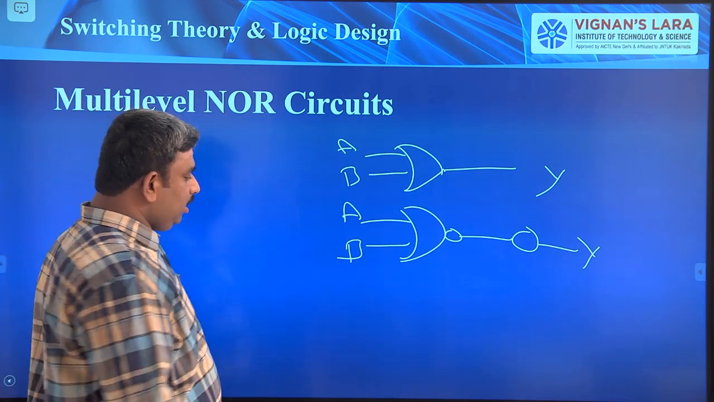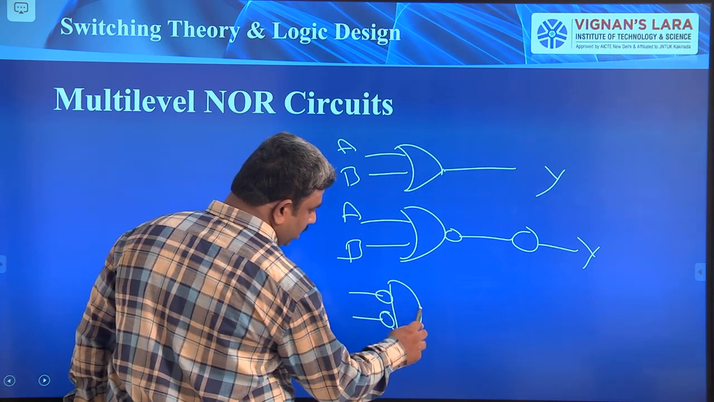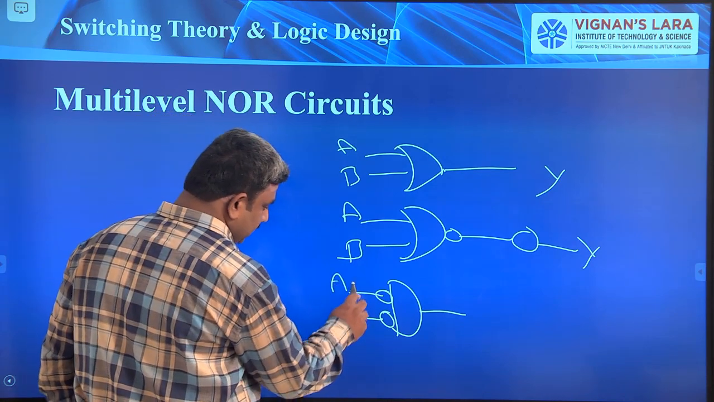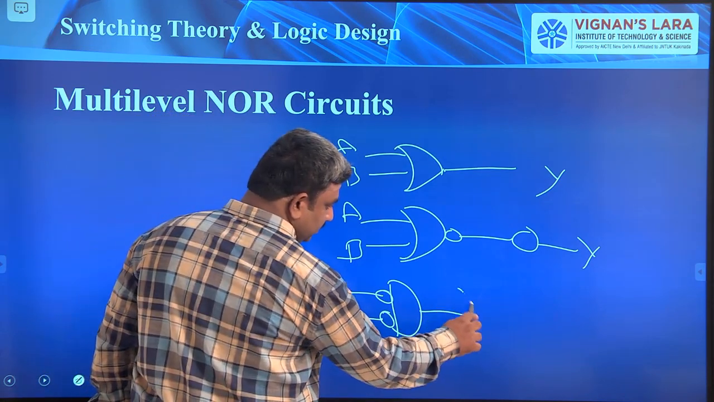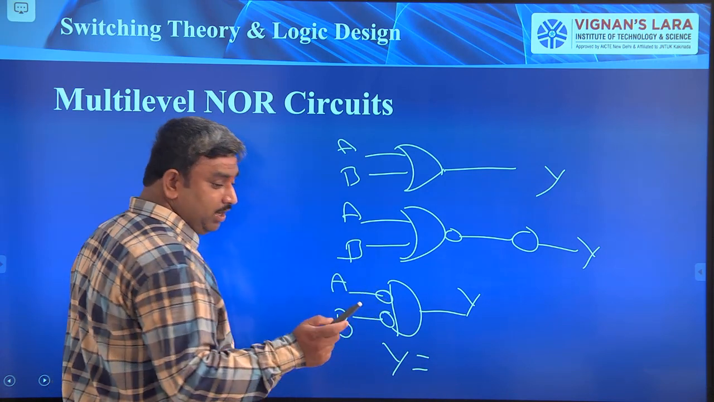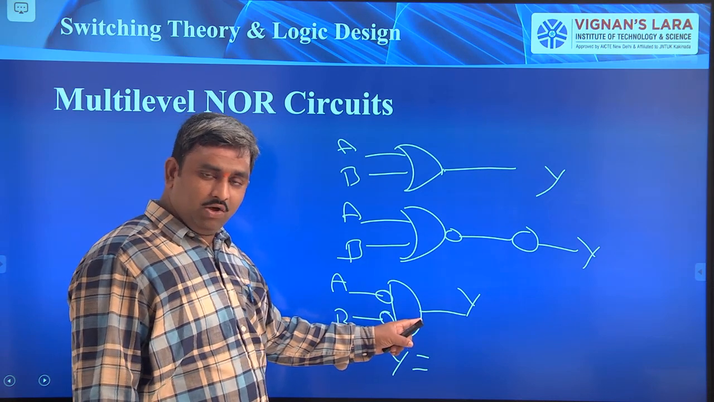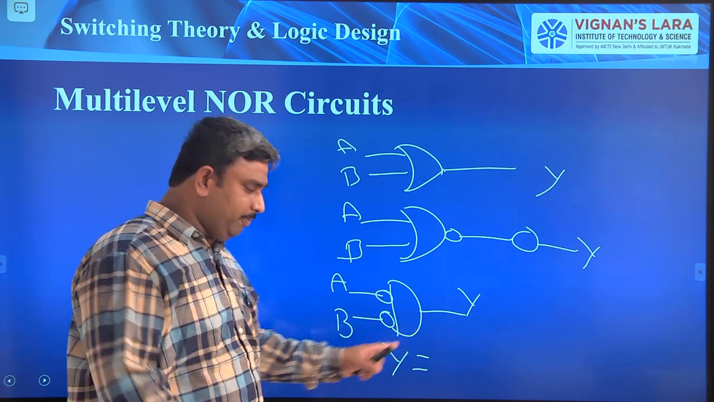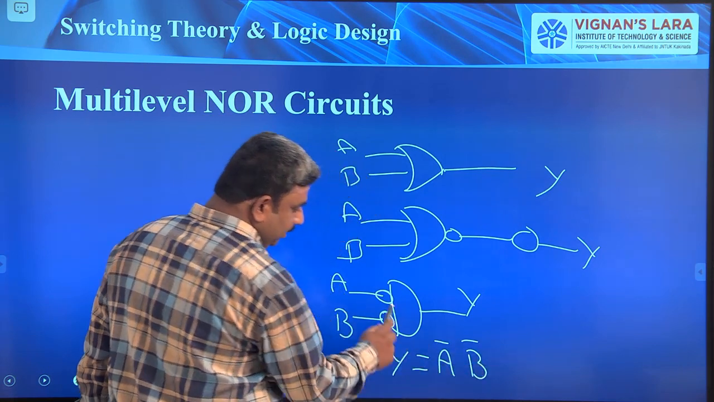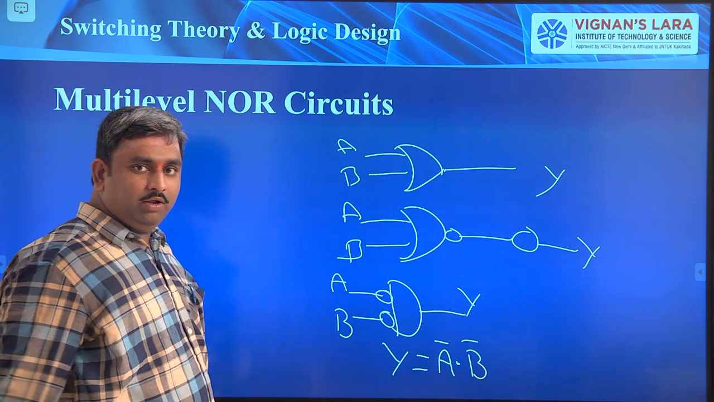Next, coming to the bubbled AND gate. Previously we took the bubbled OR gate. Now take this bubbled AND gate. What is the function of this one? See here, A, B, and this is Y. What is the value of Y? First we are doing the inversion operation, then only we are doing the AND operation. A is changed to A bar, B is changed to B bar. In between A bar and B bar we are doing the AND operation. This is A bar dot B bar.